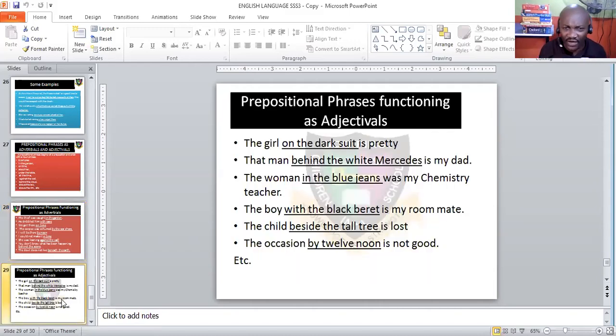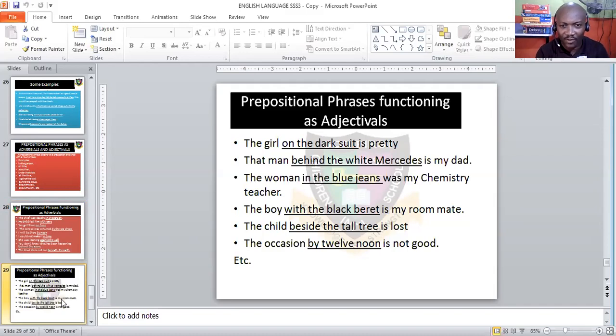Now, prepositional phrases can also function as adjectivals. The girl in the dark suit is pretty. Look at it. In the dark suit is a prepositional phrase, but in this case it is following, complementing the noun in that case. So it becomes an adjectival phrase, which is describing the noun girl. You see, adjectives describe, while adverbs modify.